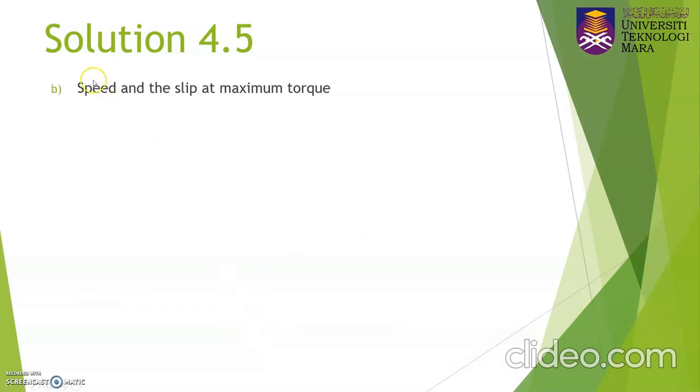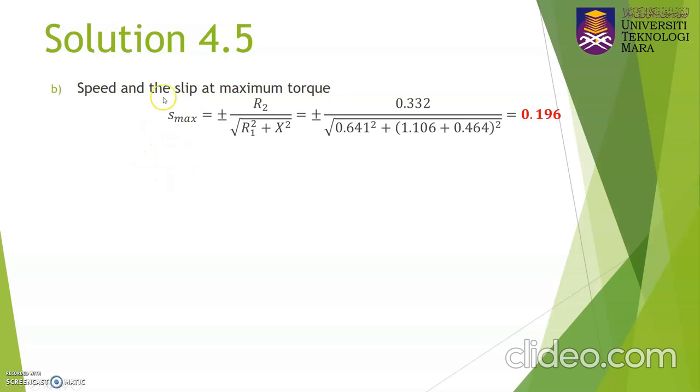Next, you need to calculate the speed and the slip when the maximum torque happens. The formula for the slip at maximum torque, S max, is given by this. You just key in all the values: R2, R1, and X, which is equal to X1 plus X2. So you get S max equal to 0.196.